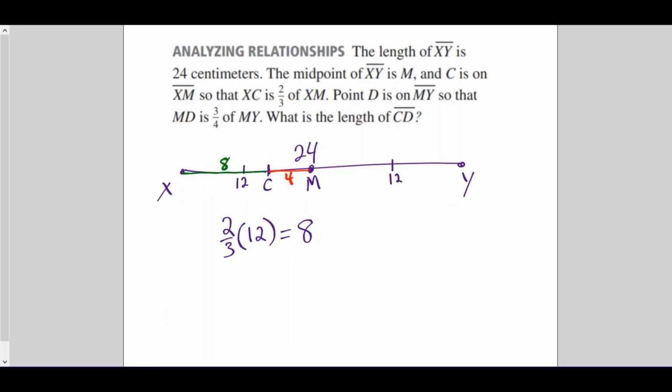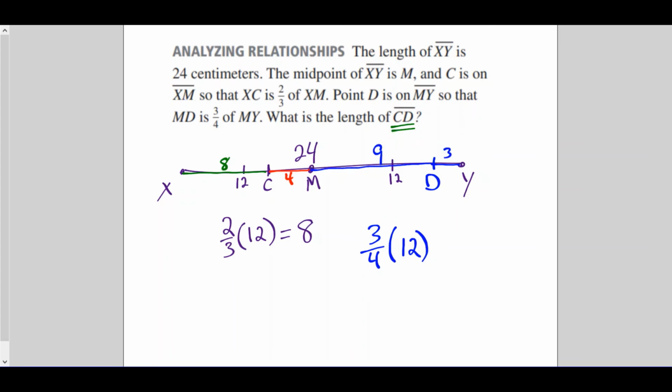It's going to get a little bit messy, but eventually we're trying to get to length CD. We haven't even figured out point D yet though, but point D is on MY. So that MD is 3/4 of MY. It's got to be more than halfway. Actually, it's directly in between these two. It's 3/4 of 12, which means that that's 9. So this section will be 3. This section will be 9.